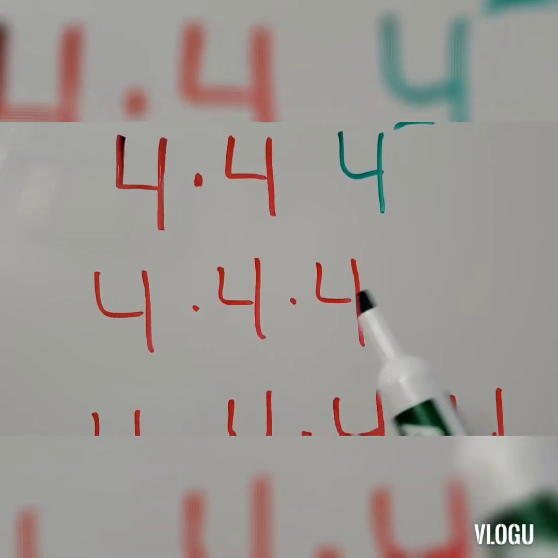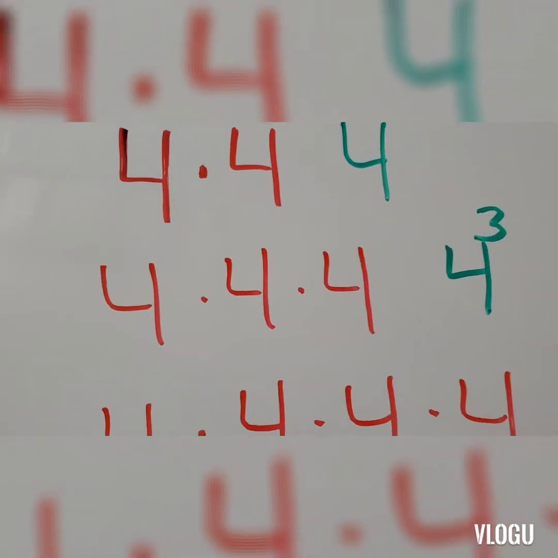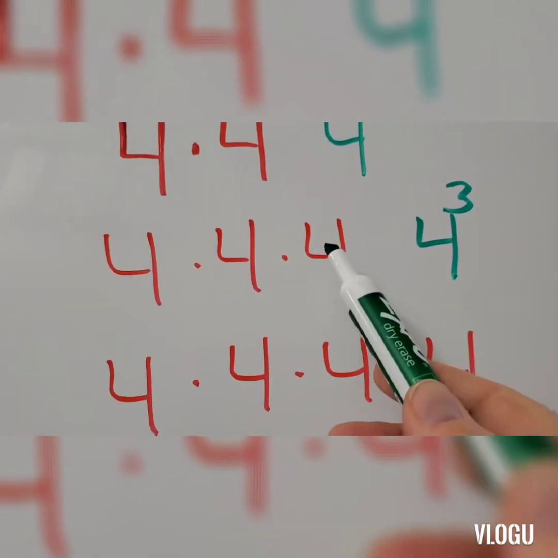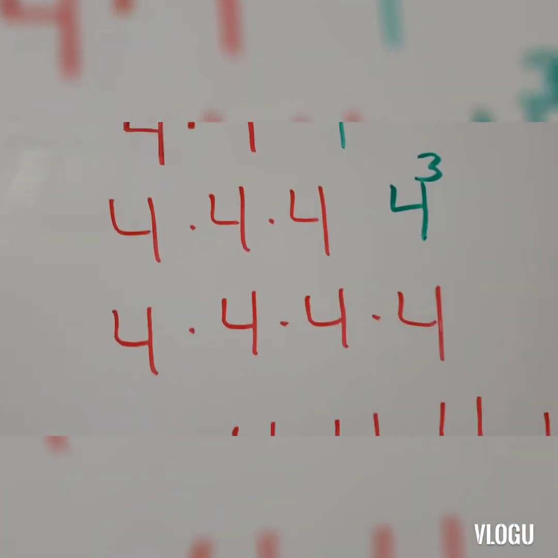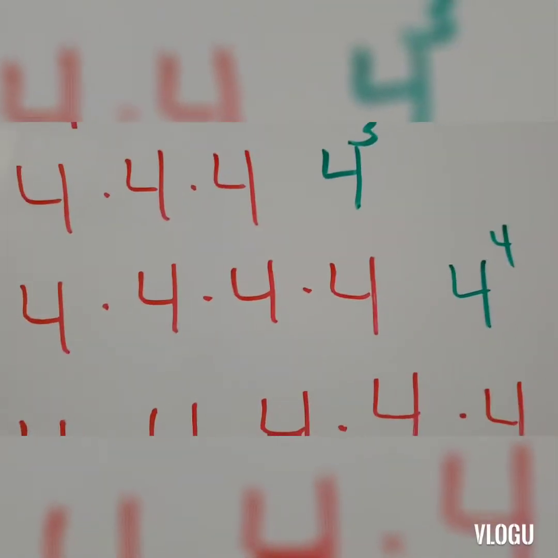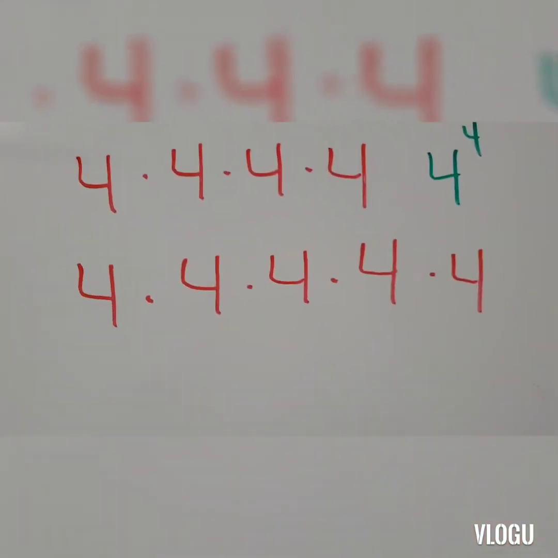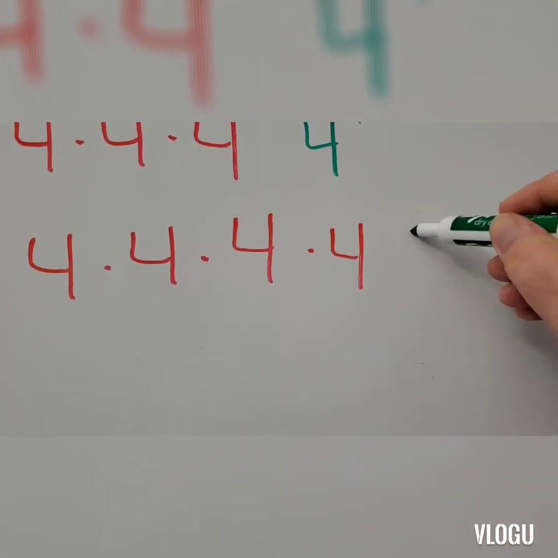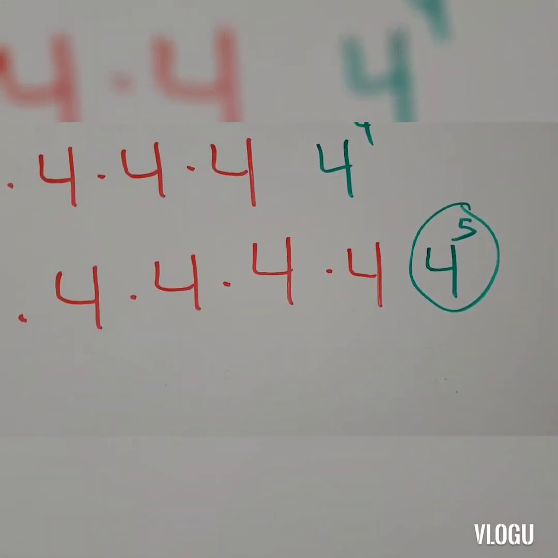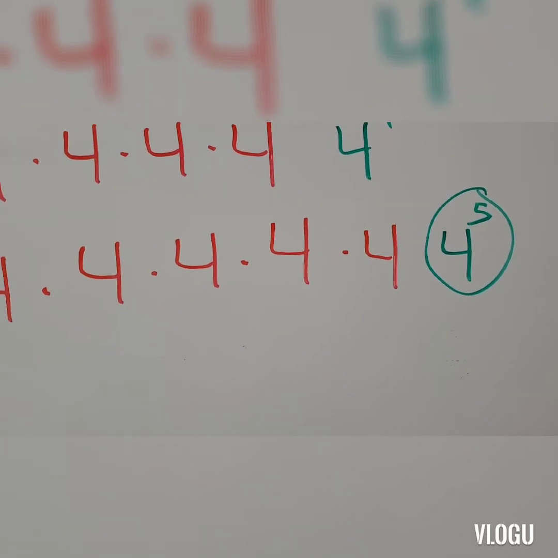Here, 4 times 4 times 4 is 4 times itself 3 times. It doesn't mean it's 4 times 3. It means it's 4 times 4 times 4. 4 times itself 3 times. I bet you can guess what this is. If you said 4 to the 4th power, you would be correct. Likewise, we can shorten this up to 4 to the 5th power. Writing this is a whole lot shorter than writing that. It's clearer, it's simpler.